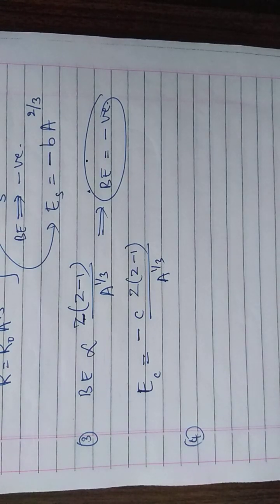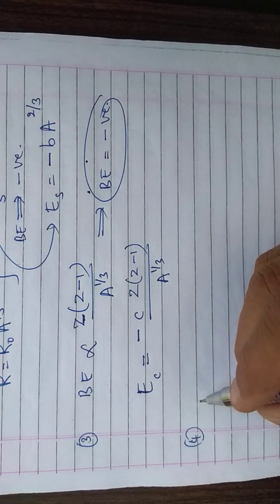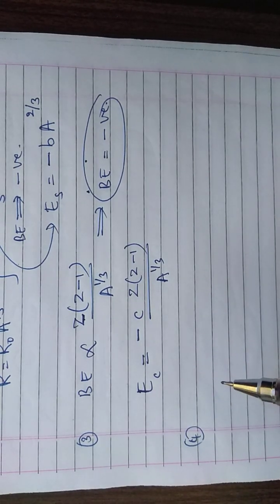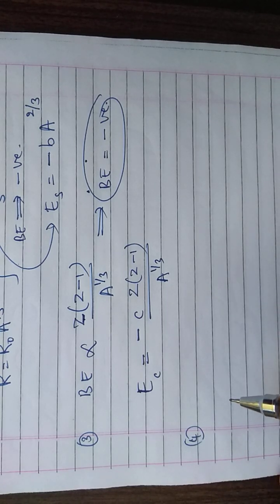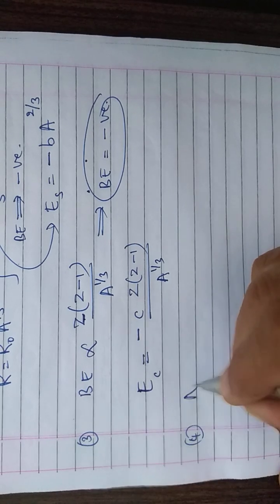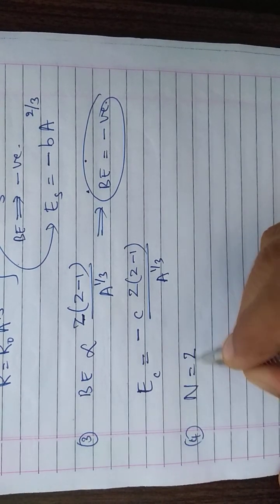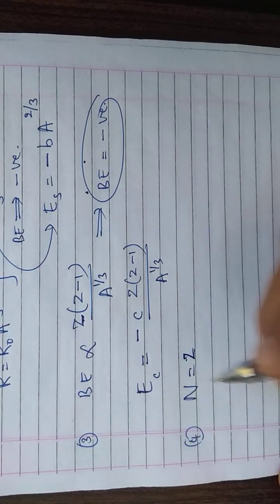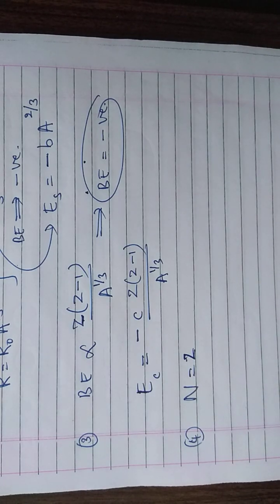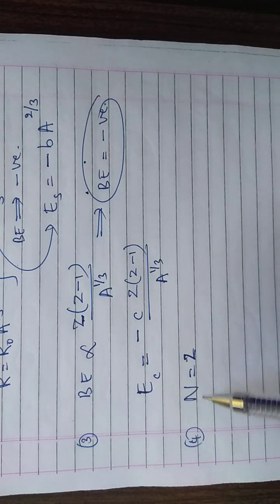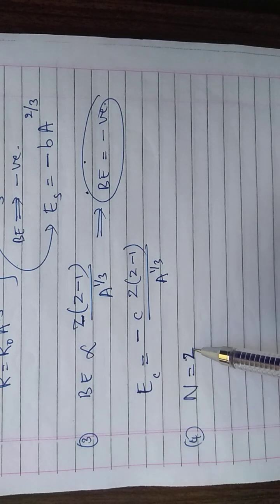What is the fourth point here? The fourth point indicates that it depends upon the number of protons or the number of neutrons, whether it is an even number or an odd number. If the number of protons is equal to the number of neutrons, that particular nucleus is said to be more stable. You can see the maximum stability whenever the number of neutrons is equal to the number of protons inside a nucleus.